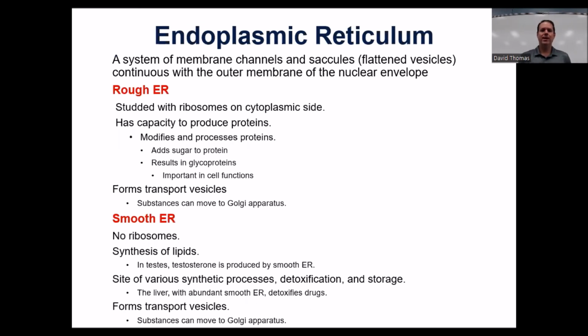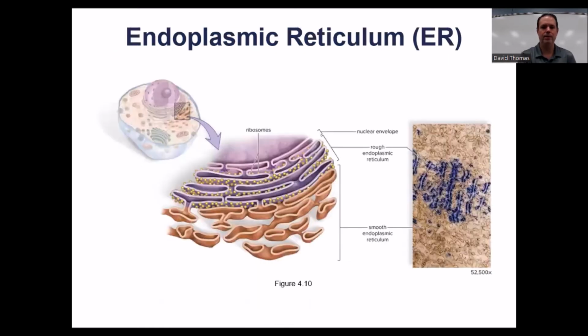So endoplasmic reticulum, sometimes it's just abbreviated ER. It makes it nice so you don't have to say the whole word. Your book definition: a system of membrane channels and flattened vesicles. It's like a flattened membrane system. It is continuous with the nuclear envelope. If you look at a better diagram, figure 4.10, here's our animal cell. There's the nucleus. You can see the pores, the nucleolus, the nuclear envelope, and then they enlarge it for us.